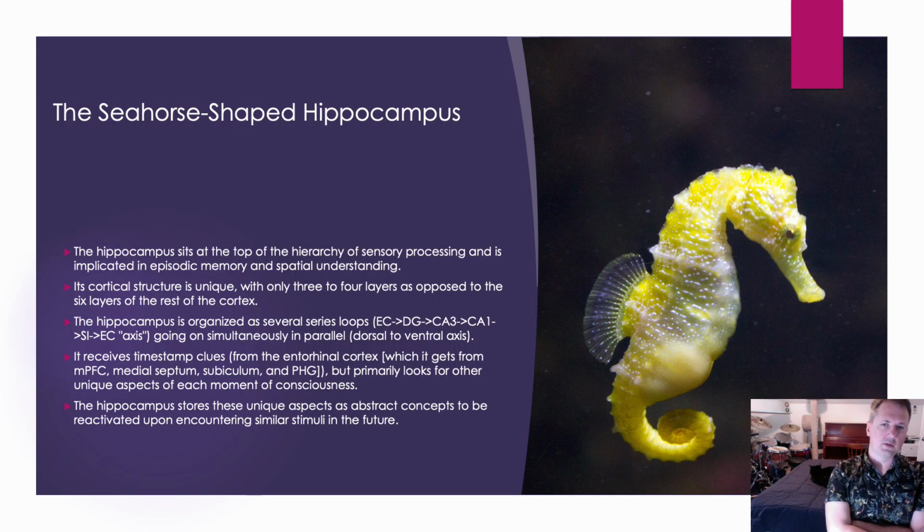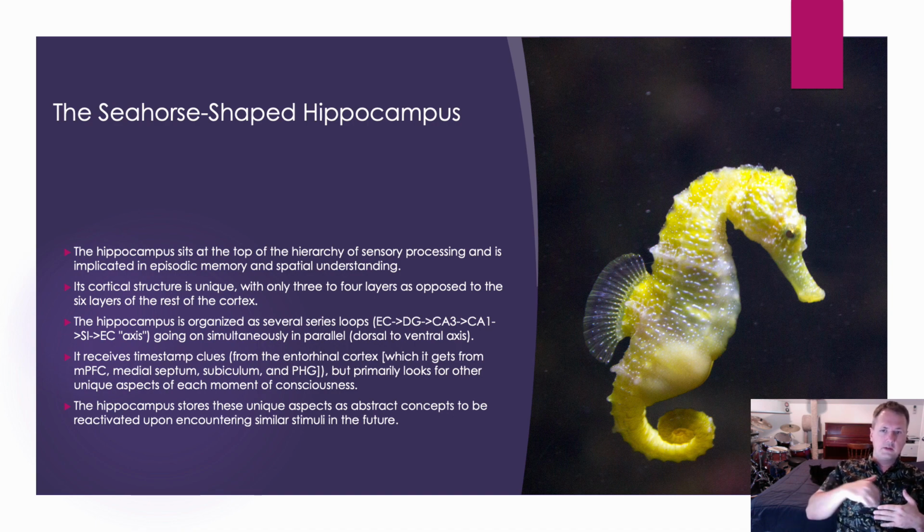The hippocampus is so named because it is shaped something like a seahorse, and it sits at the top of the hierarchy of sensory processing, in particular your ventral stream. Its cortical structure is unique. It only has 3 to 4 layers as opposed to the 6 layers of the rest of the cortex. And it's organized as a bunch of series loops, so a bunch of series circuits in parallel. So you start in the entorhinal cortex, you go to the dentate gyrus, then to CA3, CA1, subiculum, and then finally back to the entorhinal cortex, and then back to the whole cortex.